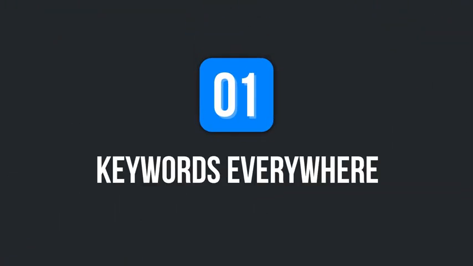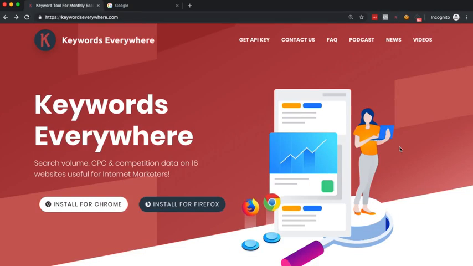Free tool number 1, Keywords Everywhere. This is an absolutely amazing extension for your browser, whether you use Chrome or Firefox. Installing this free extension is going to give you a ton of data on what people are actually searching for online. Instead of me just telling you what we're doing here, let's hop onto the laptop and I'll show you firsthand. So here we are looking at Keywords Everywhere.